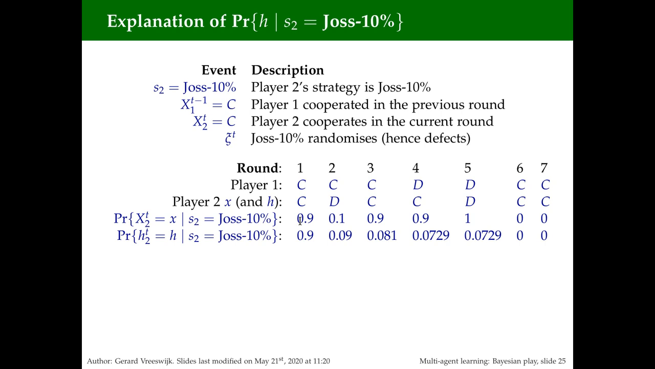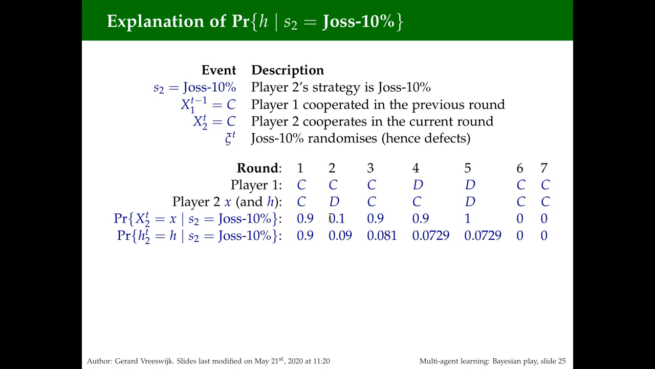Yeah, that's better. Of course, player 2 has a 10% chance to randomize also in the first round, so the probability that the second player cooperates is also 90% in the first round. So here, let's only look at this row here. The probability that the second player cooperates in the first round is 0.9.